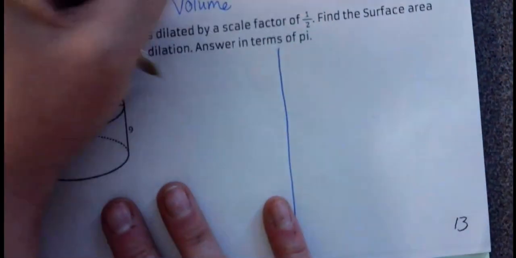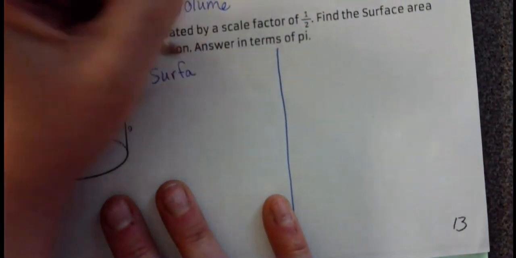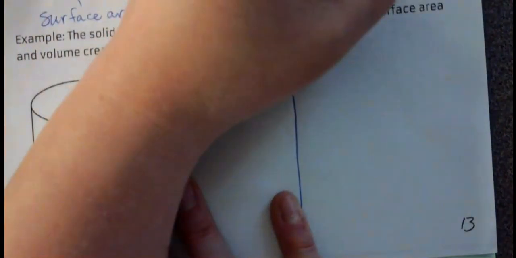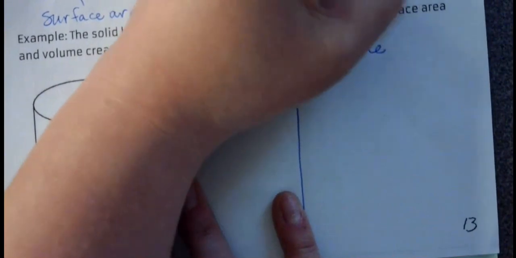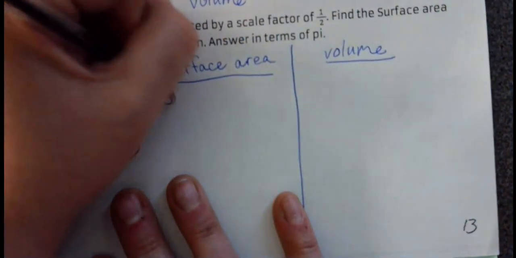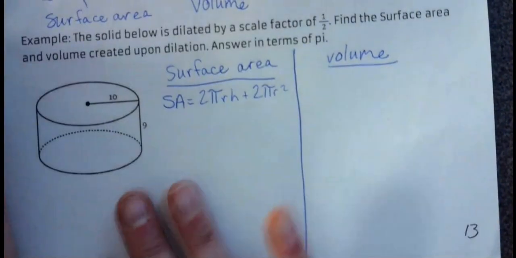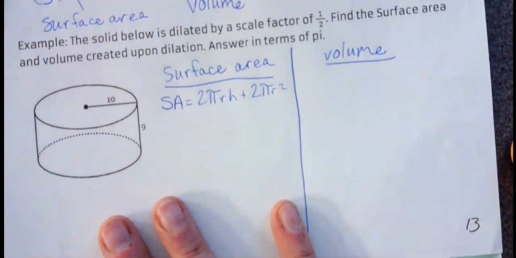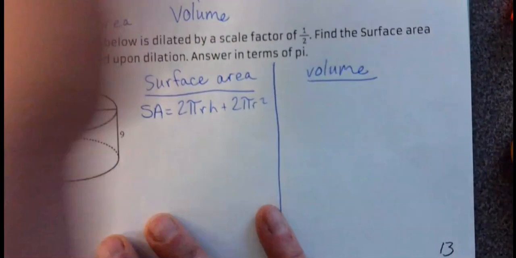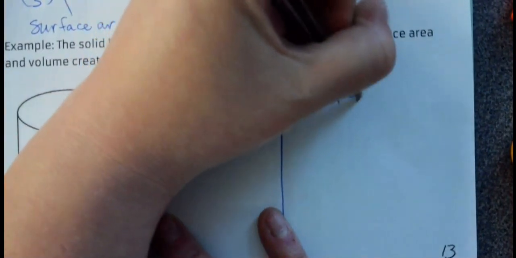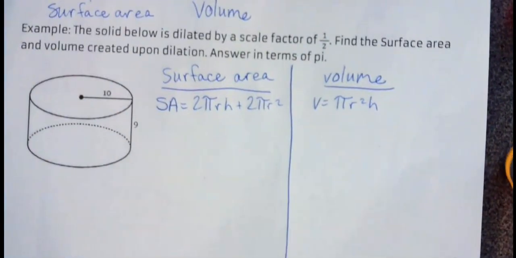All right, so draw this line here. We're going to write surface area, and then we're going to write this formula down. So everyone should be writing. Surface area, volume. This surface area formula is 2 pi r h plus 2 pi r squared. The volume formula, and I'm going to freeze the screen so that you can see over my hand. All right, so write this down.